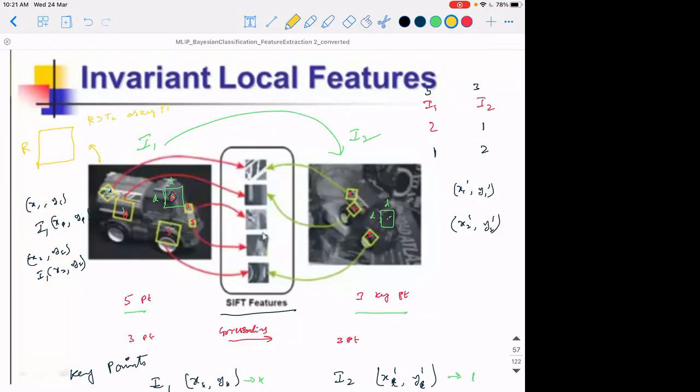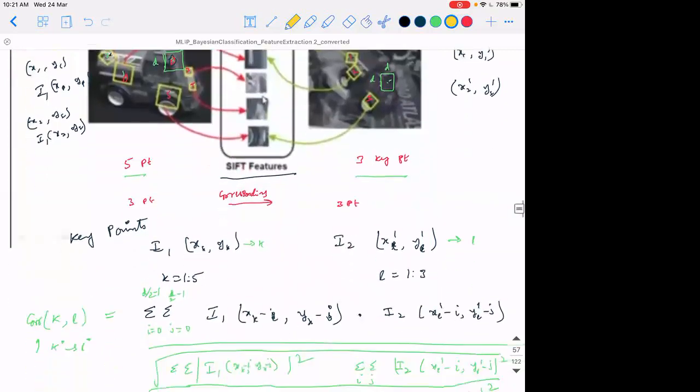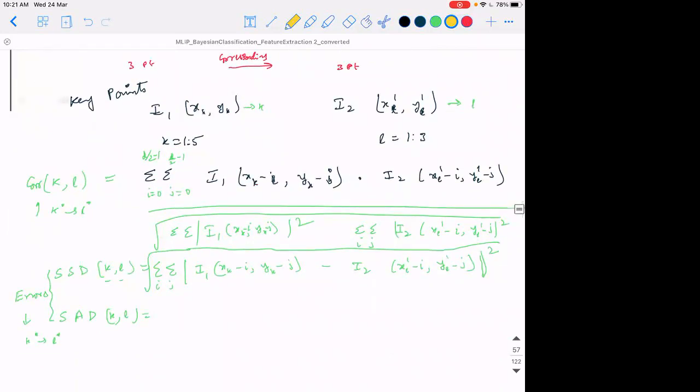Got it, sir. Yeah, if I apply that, here I have got 5 locations. See, in the other one, I have got only 3 locations. That's the reason why I started with 5 key points here, 3 key points here. Yes, got it, sir. Yeah, fine, good. So this is how we do. So I think you understand, right?